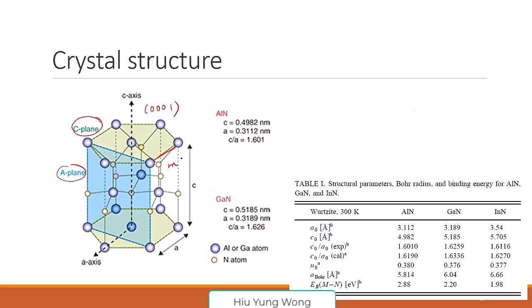But I want to show you that they have different lattice constants for different materials. You can have aluminum nitride, gallium nitride, or indium nitride. They are all in the same column in the periodic table. So the size gets larger and larger. Indium is a very big atom. So that's why you see the lattice constant increases.